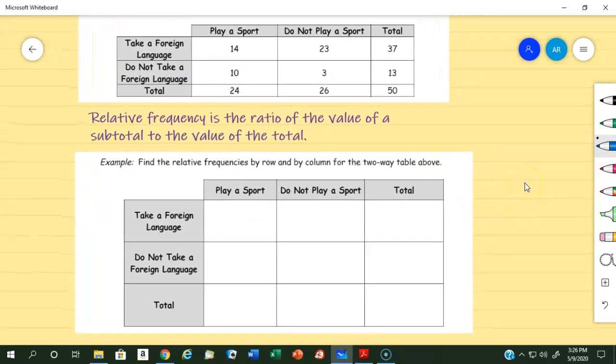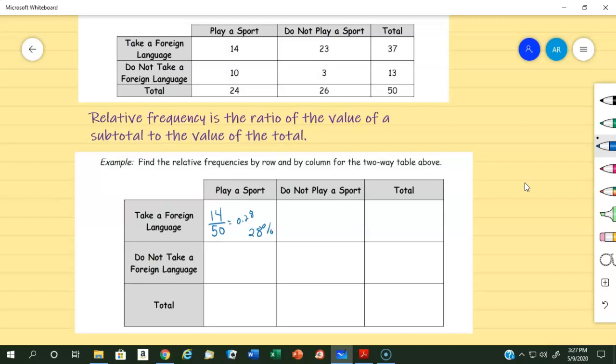And so what I mean by that is a ratio. We're going to take our total number, which is 50, and it is going to be our denominator in each of these cases. So we're going to have 14 divided by 50. When we do that division, it's going to be 0.28, but we're going to want to see that as a percentage. So when we multiply 0.28 by 100 to get the percentage, we get 28%.